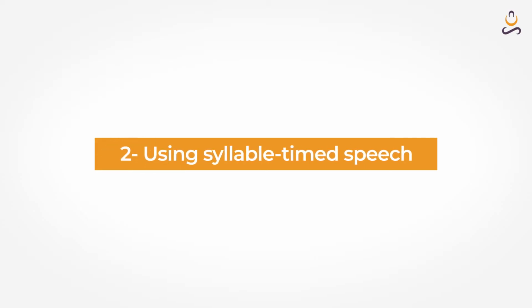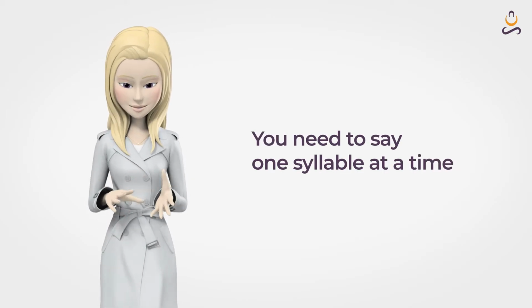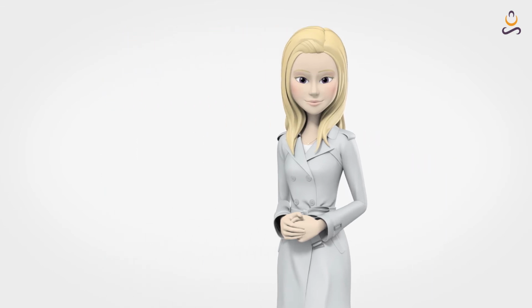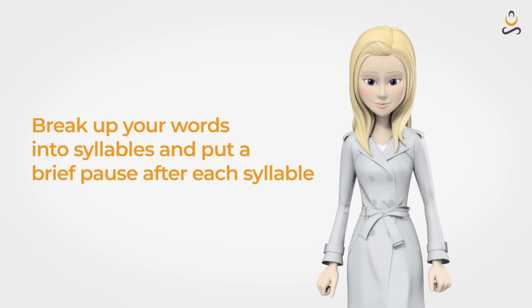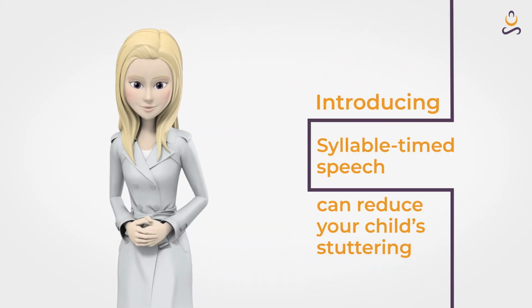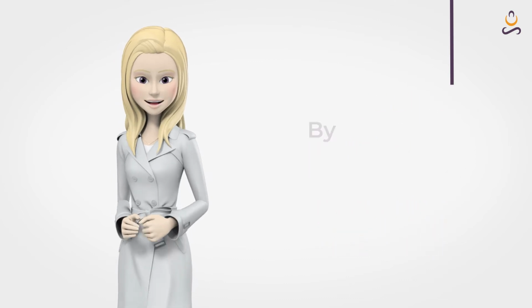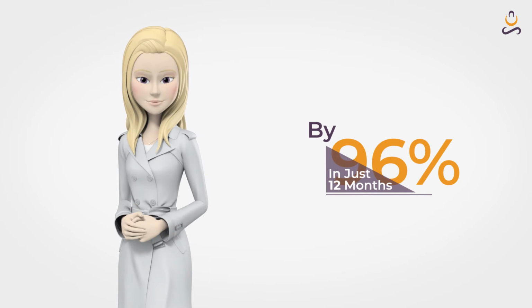Using syllable-timed speech. In syllable-timed speech, you need to say one syllable at a time. Break up your words into syllables and put a brief pause after each syllable. For example, you need to speak like this. Each period is a pause in your speech. Introducing syllable-timed speech can reduce your child's stuttering by 96% in just 12 months, if applied properly.